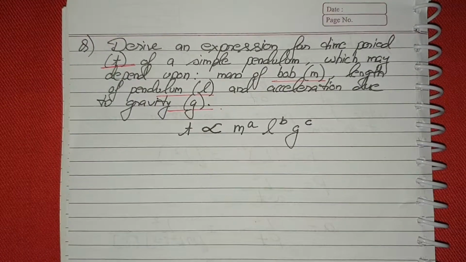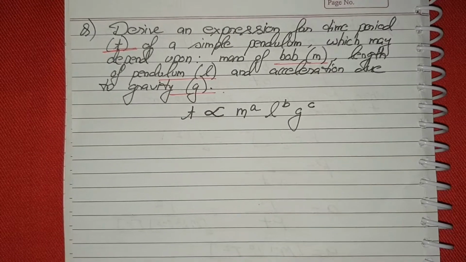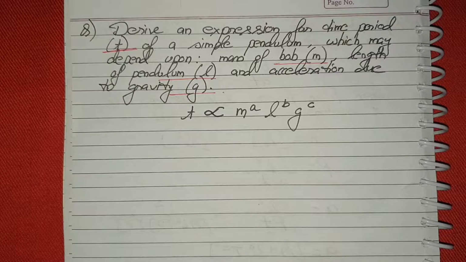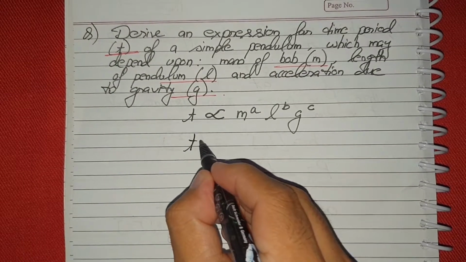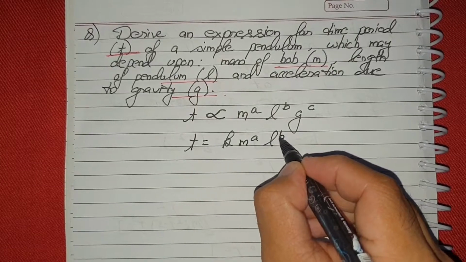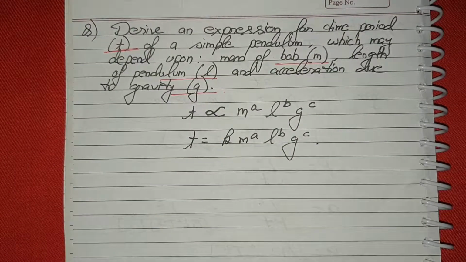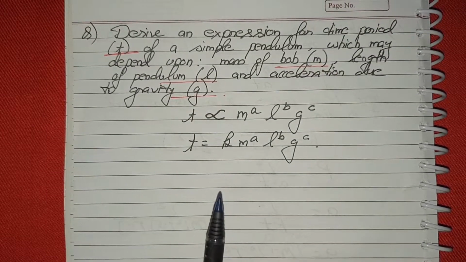Okay, where a, b, c are the dimensions. You know what dimensions are? Dimensions are the powers to which the quantities are raised. So a, b, c are dimensions. Now T is equal to k m^a L^b g^c. So k is just a constant to remove this proportionality sign.